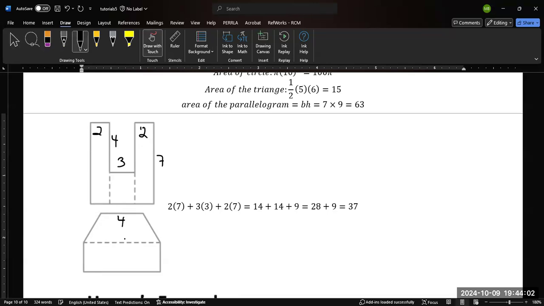Now, for this trapezoid on top of a rectangle, we again are going to specify maybe this is a 4, this is a 6, and then we would need the height here. Let's call that a 2, and then we'll also call this a 2.